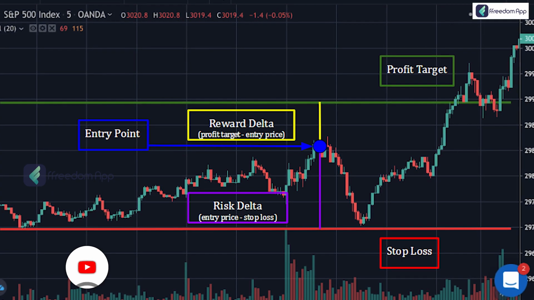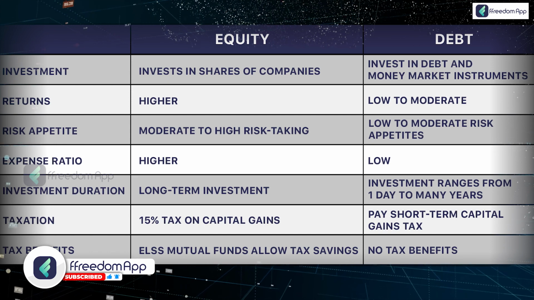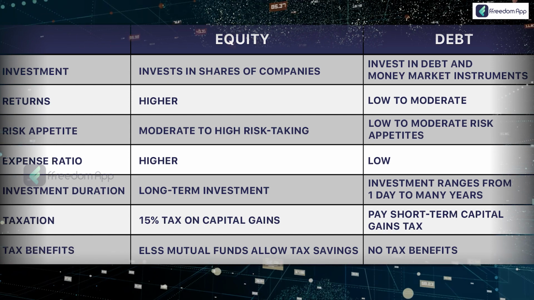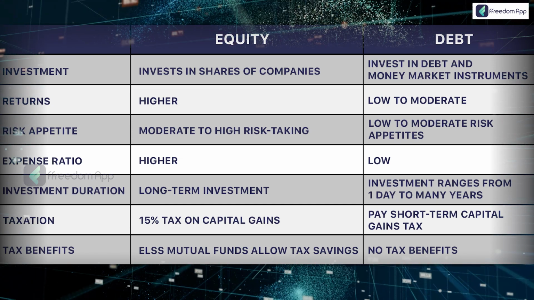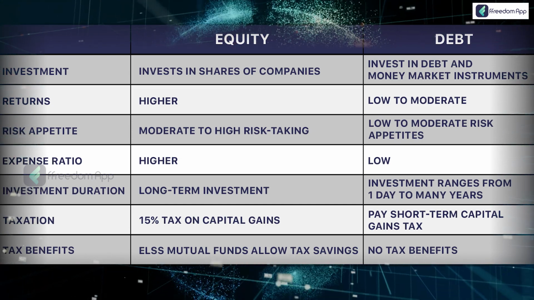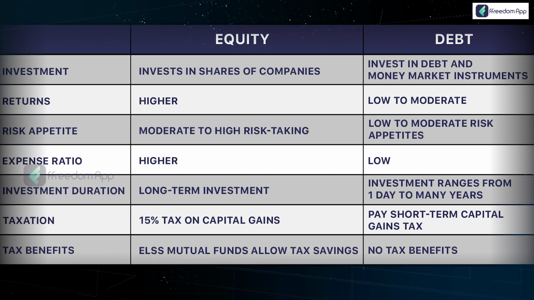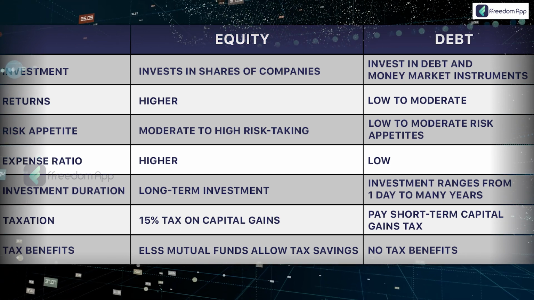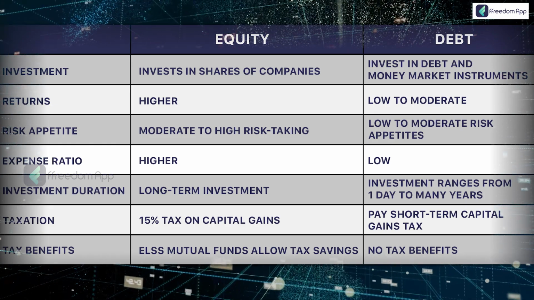Moving on, let's understand in detail what are the major differences between these two asset classes. So the first difference between equity funds and debt funds comes in terms of the investment. Equity funds primarily invest in the shares of companies that are traded in the stock market. They also invest in securities like futures, options, etc. Therefore, equity funds are a volatile asset class when compared to debt and are suitable for investors with high risk appetites.